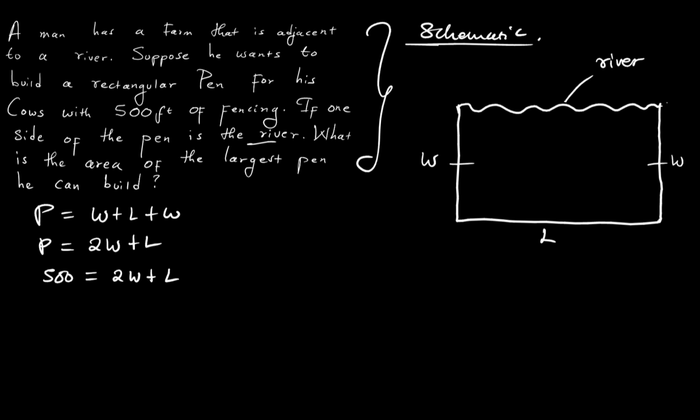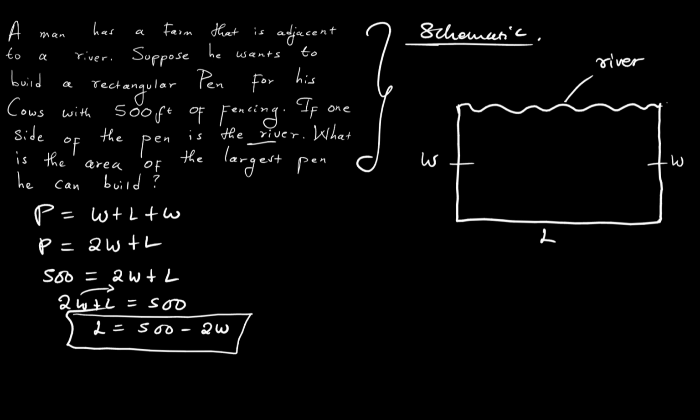Now remember, you can make either W or L the subject of the formula, but in this case, it's quite easier to make L the subject because if we make W, we end up having fractions. So you can pick whichever way you want, but I'll go with L. So I can write 2W plus L being equal to 500. Then the 2W can go the other side and I'll have L being equal to 500 minus 2W. So I'm having my first equation.